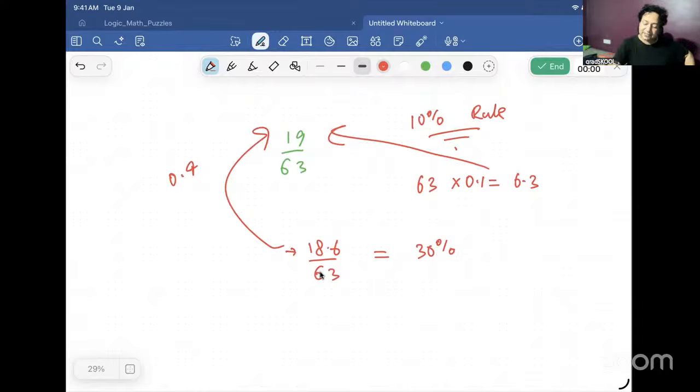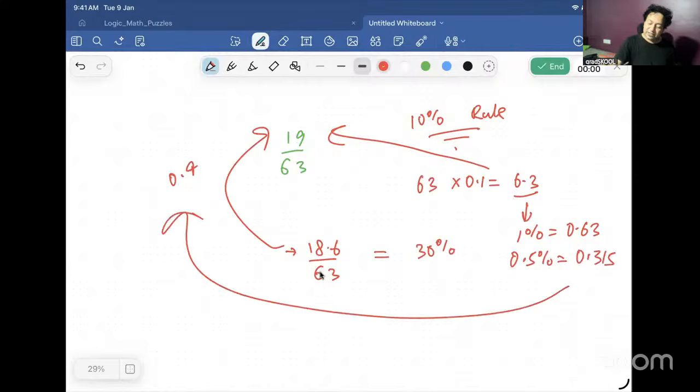0.4. Here I have 6.3. 10% is 6.3. That means 1% will be 0.63. Isn't it? I need to reach 0.4. 1% is 0.63. 0.5% will be 0.315. That is more than needed, so our answer is 30.5 and something more should come after that, right? Do you understand that?